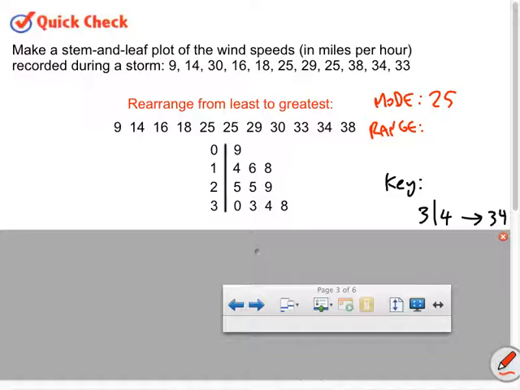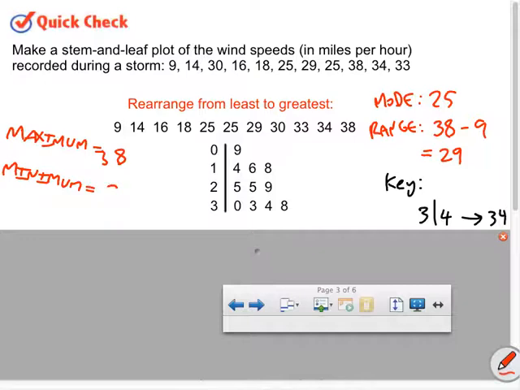Okay, another way to say the largest number is the maximum value. So the maximum value is going to be 38. And we're going to take away the minimum value, which is what? 9. What's 38 take away 9? 29. That is my range. Okay? So let's just get some of the vocabulary in here. From the data, we see that my maximum equals 38, and my minimum equals 9.